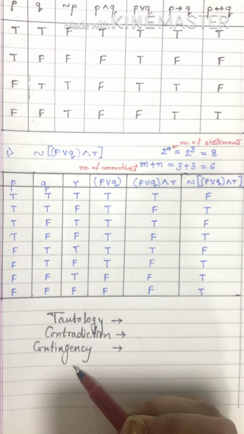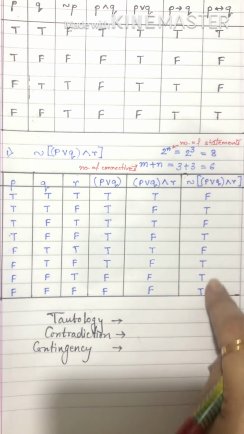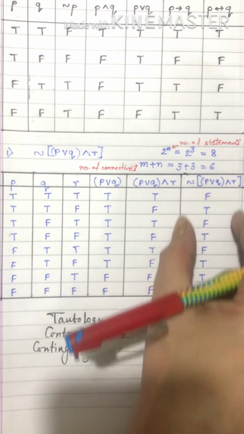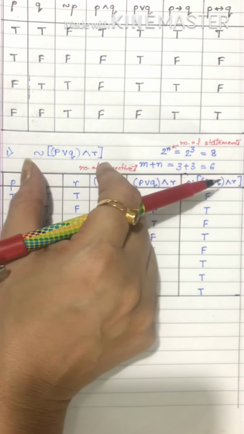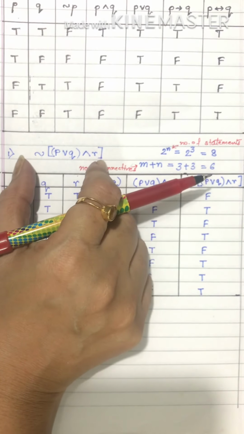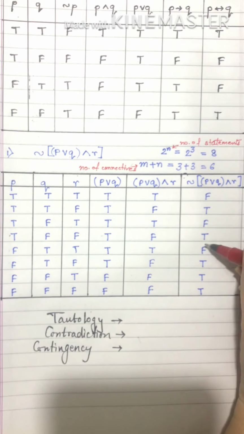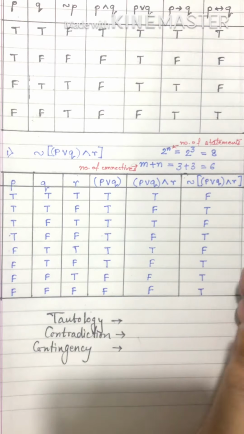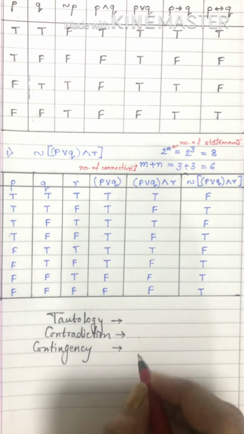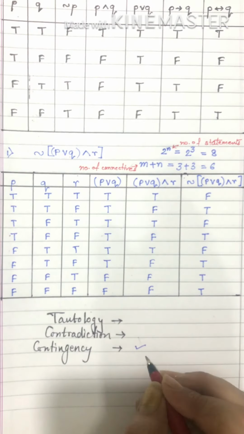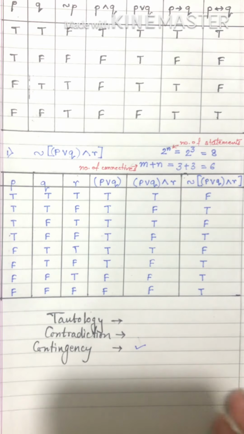Now how will you state the answer? Using the last column result. See, the last column is the final result, the values for the whole statement pattern which was given to us, right? So here when you check out the values, I have got F, T, F, T, F, T, T, T, all mixed. So this is a result of contingency. F, T, F, T, it will come mixed up.